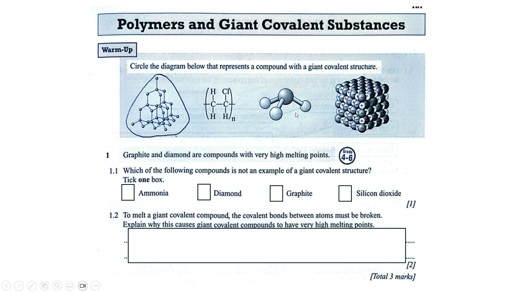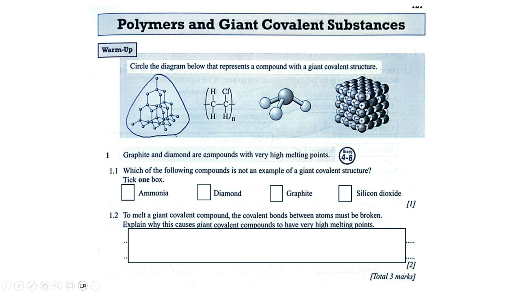The third one is a molecule made of 1 atom of an element and 3 atoms of another element. And the last one is an ionic compound. We know that because there are charges represented in each of the spheres. Graphite and diamond are compounds with very high melting point. Oh, by the way, the first one here, that's diamond. Each atom here is carbon.